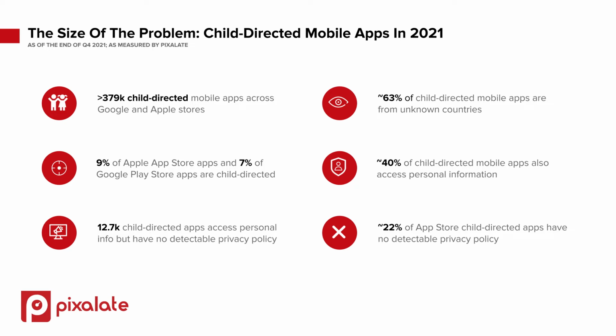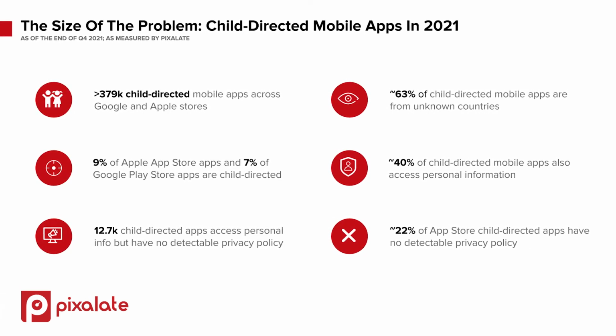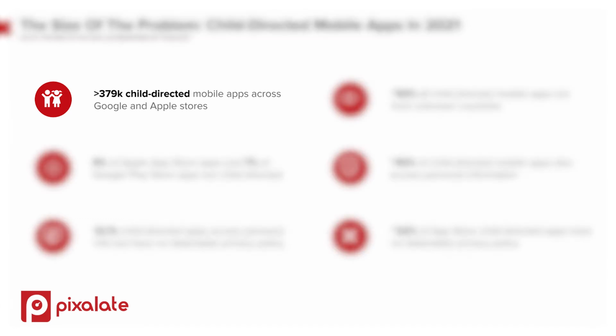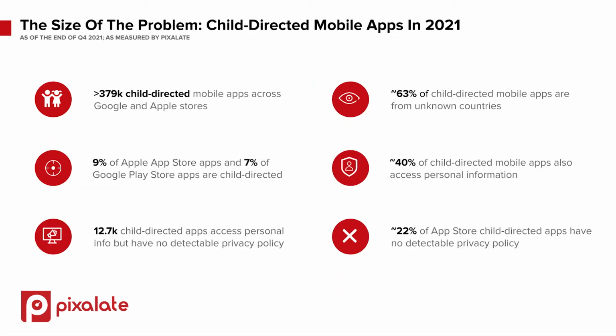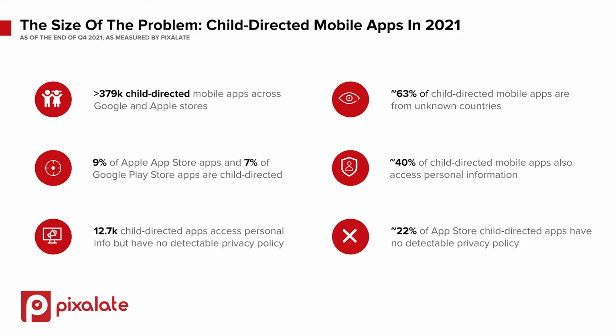We just recently put out a report, so it covers Q4, and it's basically a COPPA scorecard where we compared the Google Play Store to the Apple App Store for various factors that relate to the child-directed issue. So first of all, we found that between Google and Apple, under Pixalate's automated assessment, there were approximately 380,000 apps that were assessed to be child-directed. And that was about 9% of the apps in the Apple App Store and about 7% of the apps in Google Play.